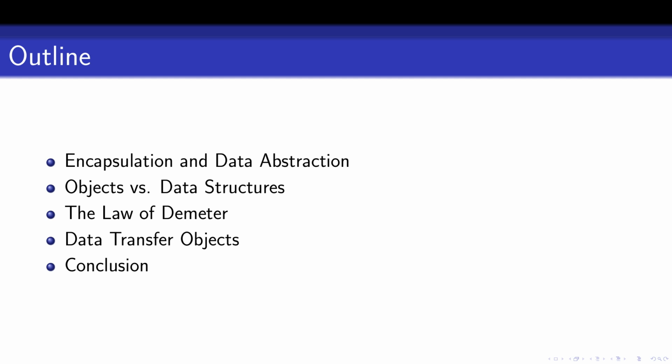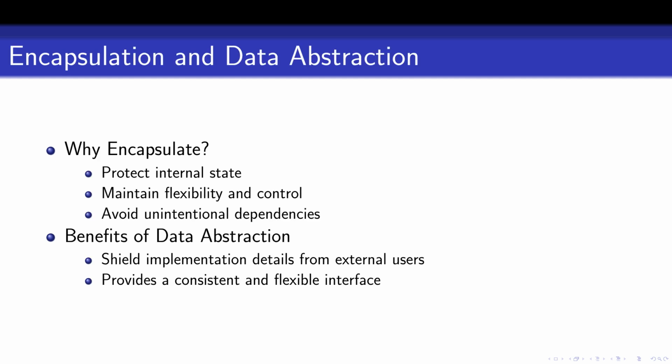Let's get started with encapsulation and data abstraction. Encapsulation and data abstraction are like the shields of software design. Encapsulation is all about protecting an object's internal state, keeping it safe from outside meddling while giving us control over how it's accessed or changed.